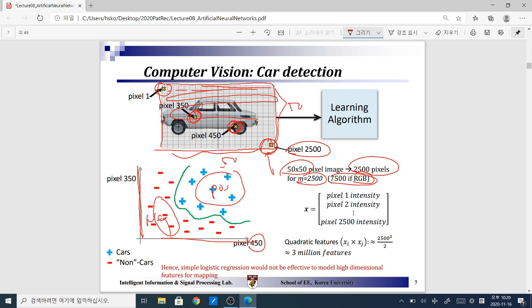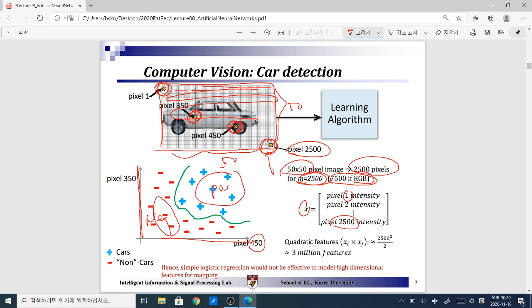Just considering, let's say, a grayscale image, M is 2,500, so having just a single channel. That makes X a vector of dimension 2,500. So you have 2,500 intensities, each representing the intensity for a specific pixel number.